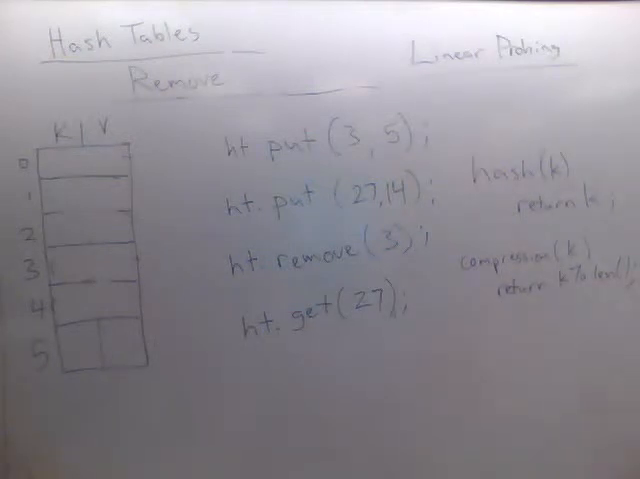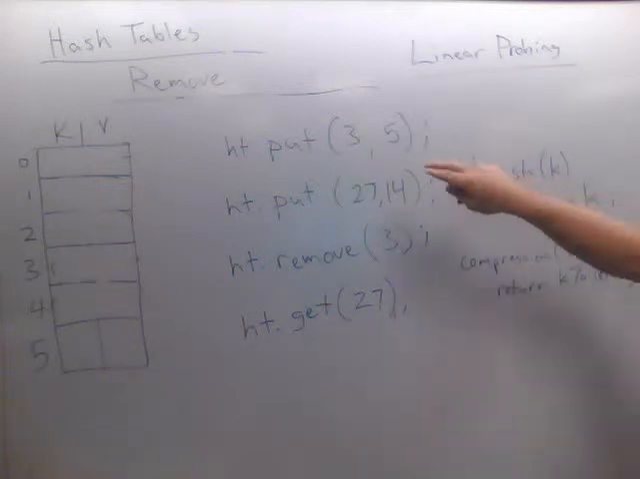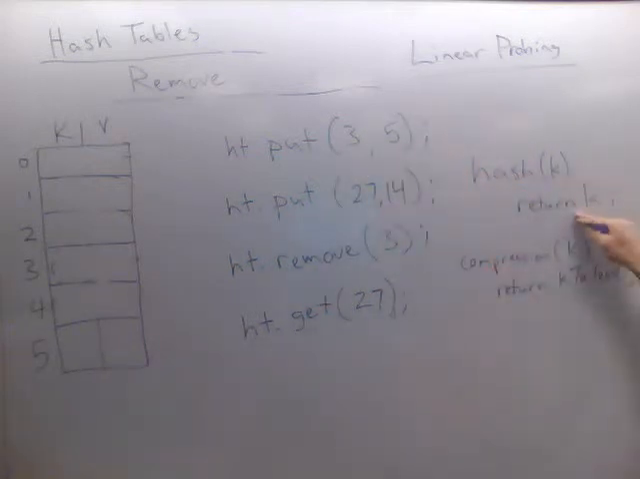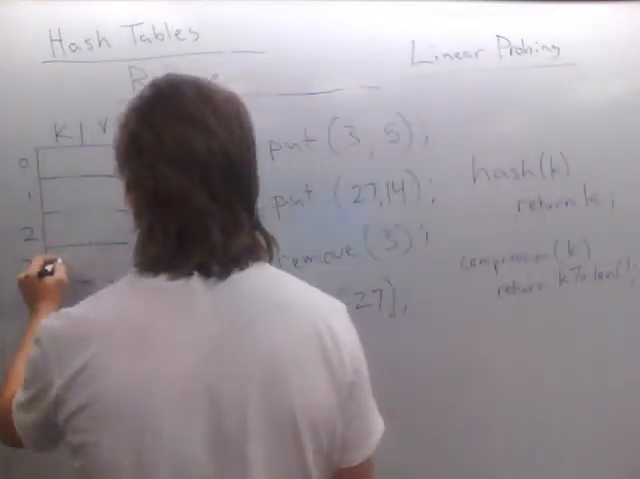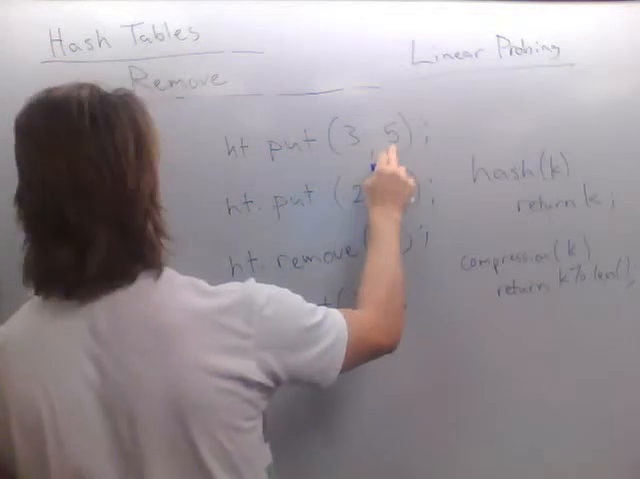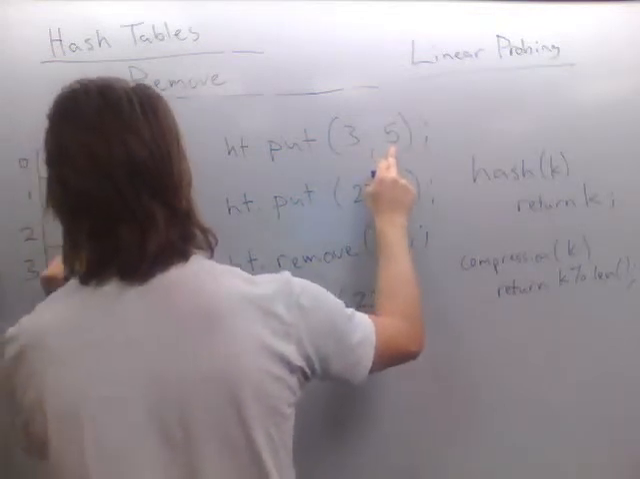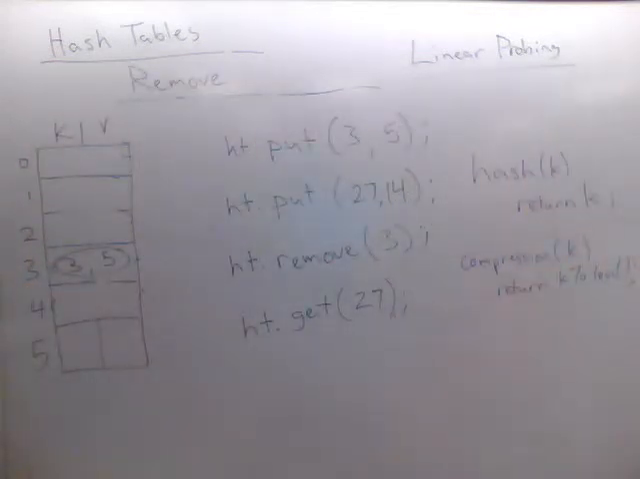Given our hash function and our compression function, we're going to pass in 3 and get back 3. So 3 is going to be our hash code, and we're going to compress it. 3 mod 6 is going to be 3. So our value is 3, 5. All right, so done.